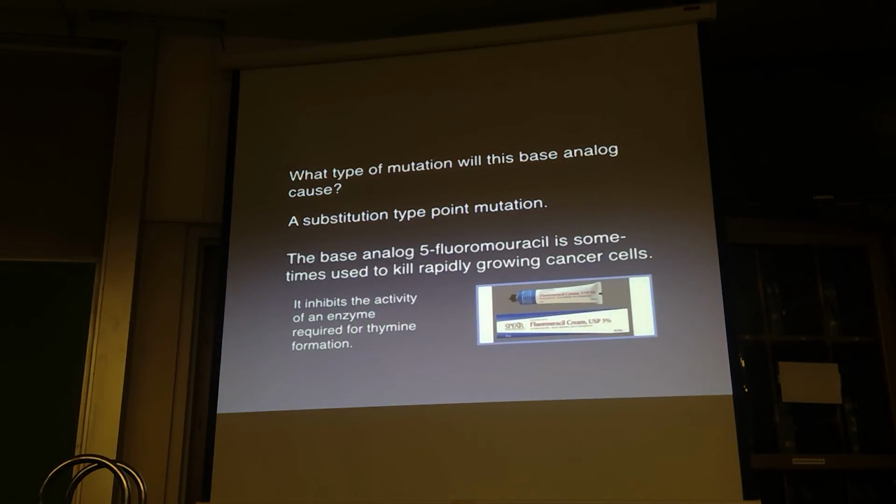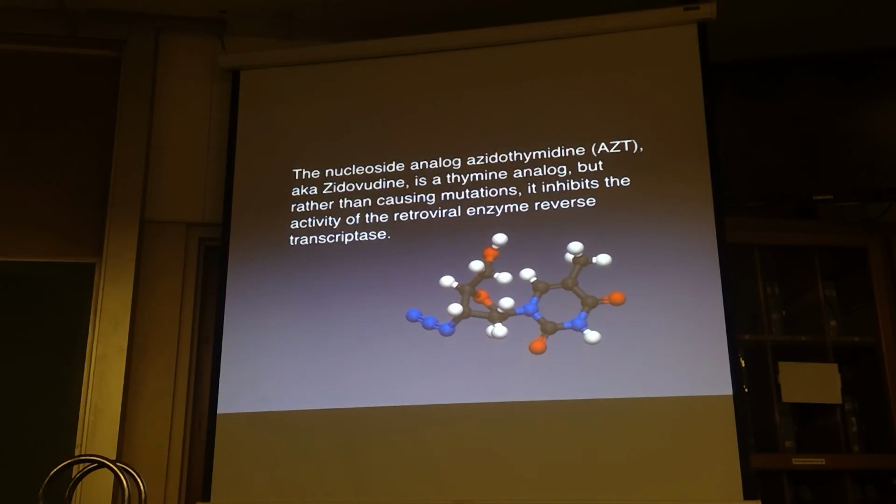And as we saw, substitution may or may not be damaging. Depends on where it happens. But they actually use 5-bromouracil as an anti-cancer chemical. It can be used topically, and it's supposed to cause rapidly growing cells to die. It causes the surface of your skin to become seriously damaged if you have precancerous tissue in there. I don't know what it does to your bacteria, but it can't be good. So that's a base analog.